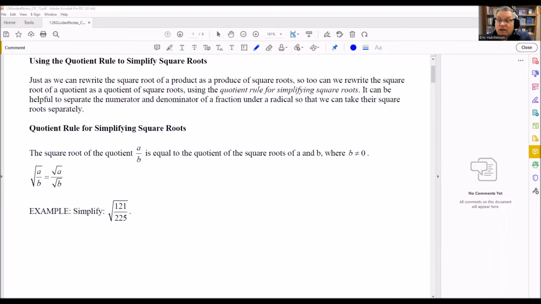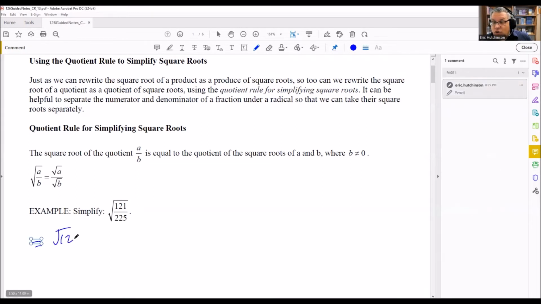Now, that actually says we have it here. As long as b is not equal to 0, if you take the square root of a over b, you can apply a square root on the top and you can apply a square root on the bottom. And then you can go from there. All right, so we're going to apply that to this first example. This means that we can take the square root of 121 over the square root of 225.